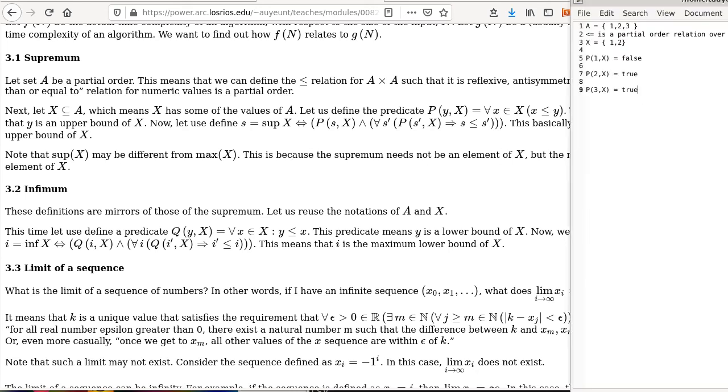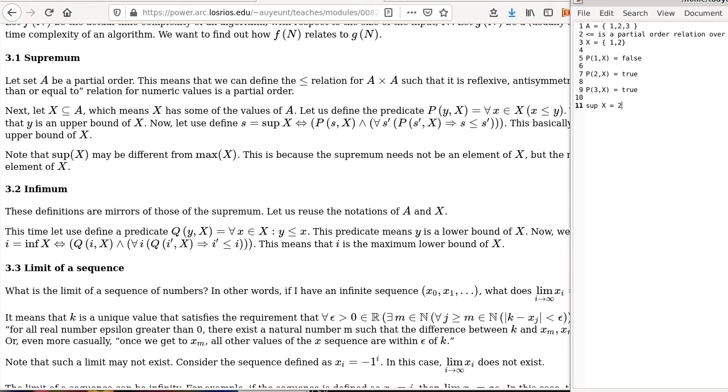Yes, Krishna is correct. So in this case, the supremum of x, which is just 1 and 2, is 2, because 2 is the smallest of 2 versus 3. We only got 2 elements out of A that meet the requirement of P, but of those 2, 2 is the smallest, so 2 becomes the supremum over x.